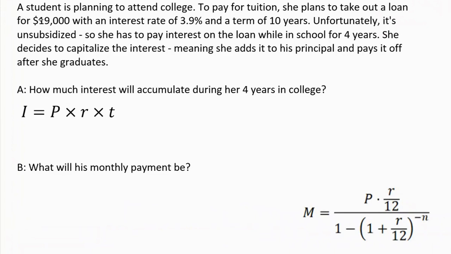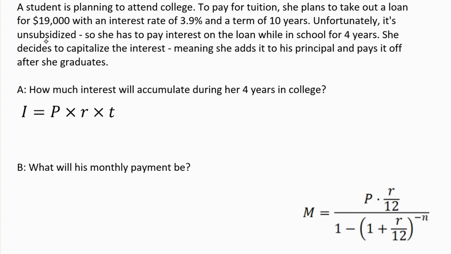In this problem, a student is planning on attending college. They need to take out a loan for $19,000 to pay for their tuition. The rate is 3.9%, and the length of the loan is 10 years, meaning they'll get 10 years to pay it off once the monthly payments start.